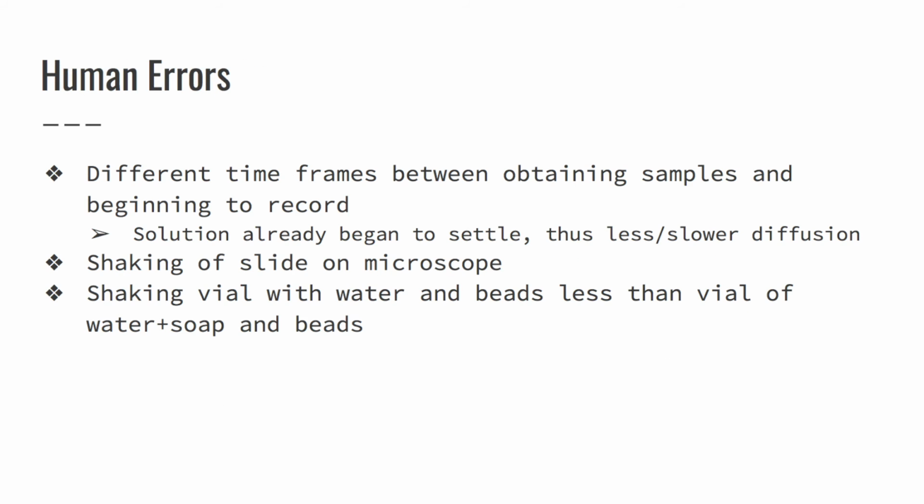Different times between obtaining the samples and recording could have resulted in the solutions settling, therefore changing the velocities found. Movement of the table may have moved the slide, therefore shaking the solution and changing the velocities as well. If the vials were shaken at different rates, it may have also changed the velocities found.